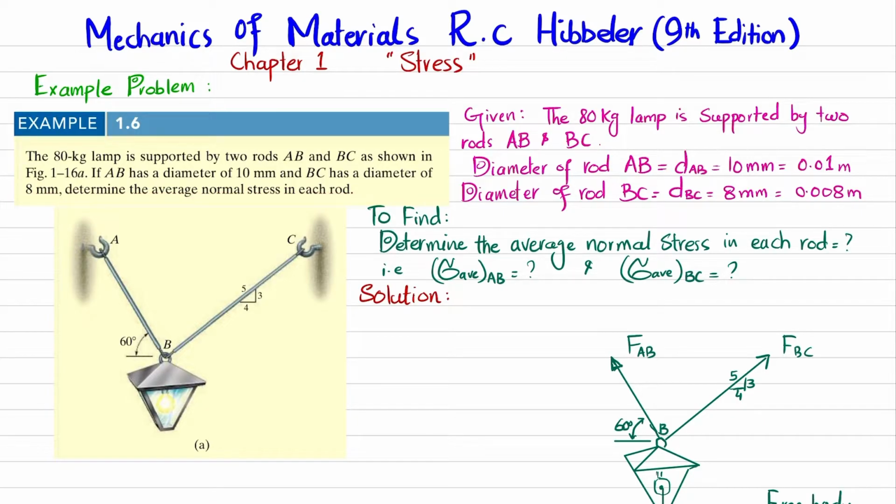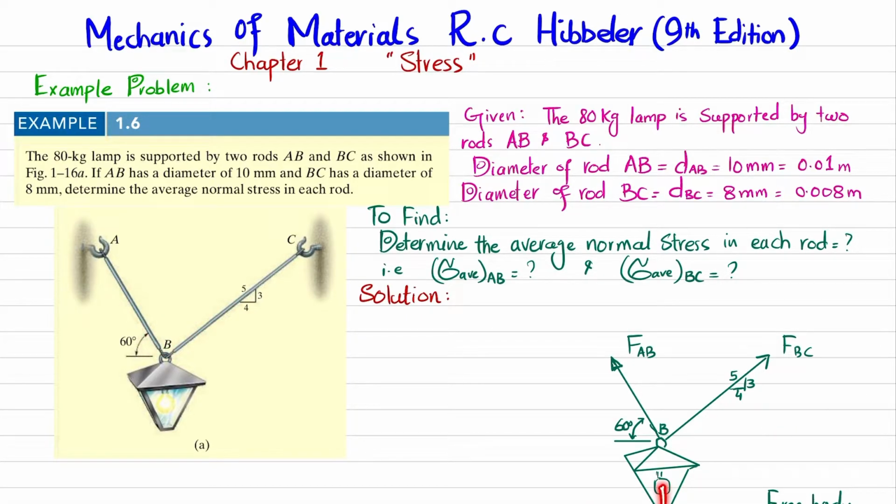in each rod. So you can see this is the lamp, and that is supported by rods BC and AC, and the weight of the lamp is going to act downward. So due to this downward weight, there will be a tension in AB and BC. As a result of Newton's third law, the rod will exert force on the lamp in this direction. So I have shown this in the free body diagram.